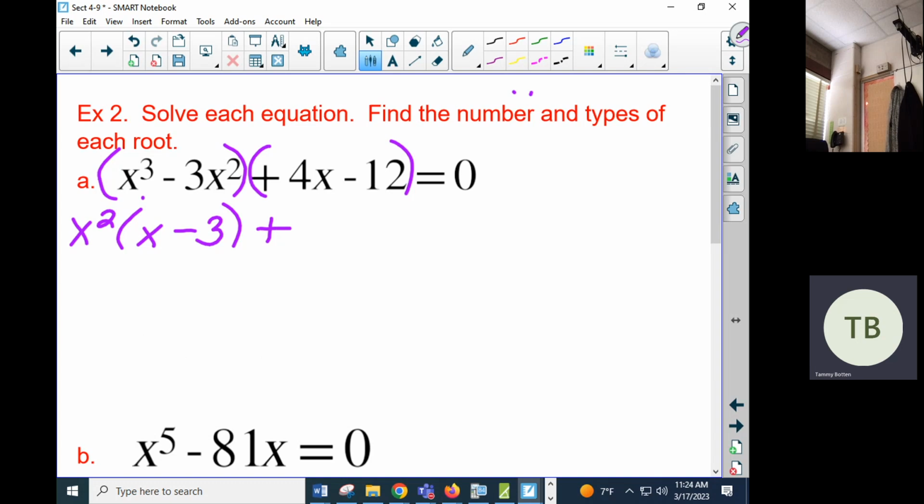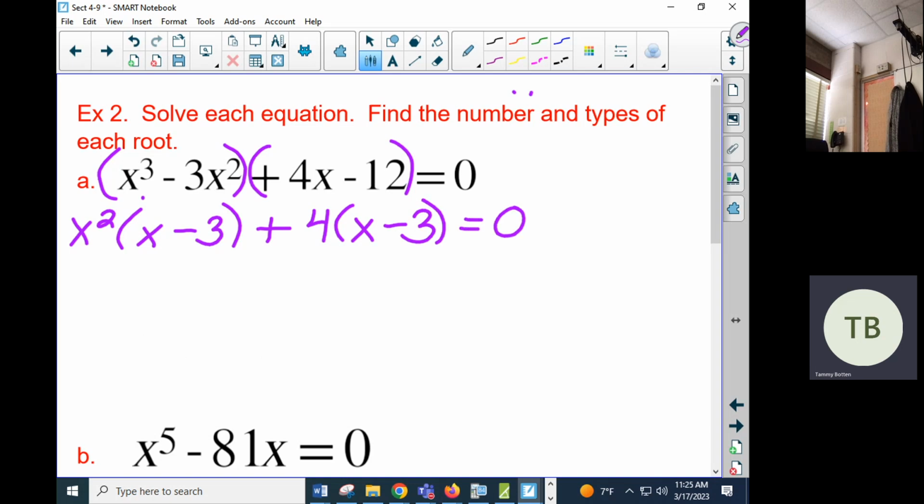Okay. Now we're going to go to this. And I'm going to look at what can I take out of this? 4, right? Doesn't 4 go into 4 and 4 goes into 12? You could take 2 out too, but that's not enough. You want to take the highest number out you can. So we're going to take a 4 out. And we think 4 times what is 4x? That's x. Minus 4 times what is 12? That is 3.